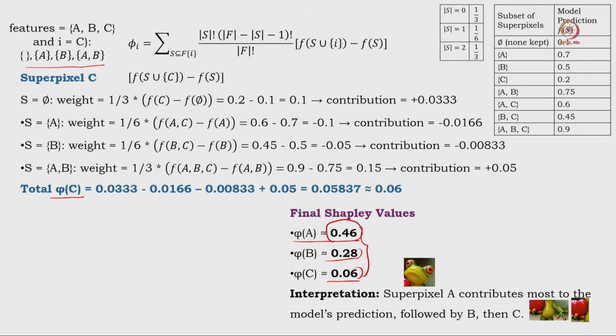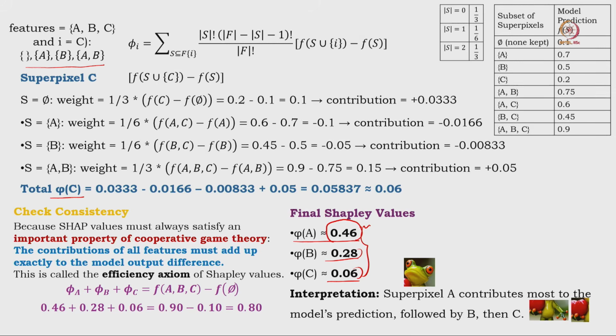Ultimately, we should understand which are the features which have contributed to model prediction. Now, what we have calculated, what is the final interpretation? The superpixel A contributes a lot to model prediction, then superpixel B, then superpixel C. This is what we have calculated. And the last step, we have to check the consistency.